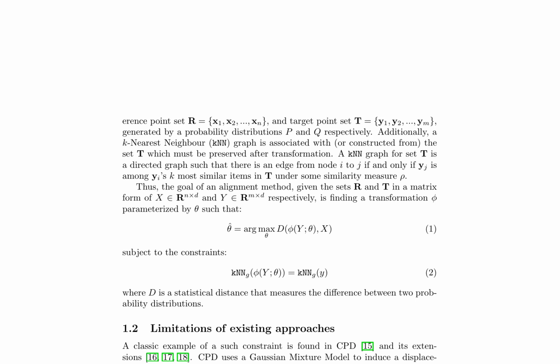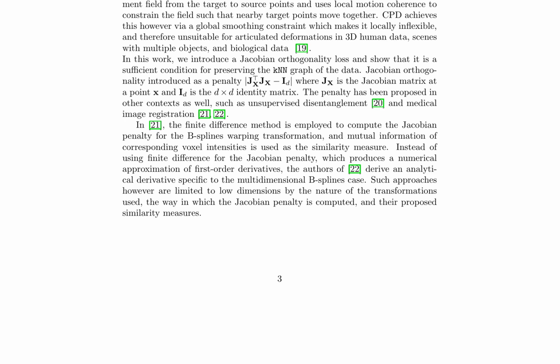Existing approaches, such as coherent point drift (CPD), use a Gaussian mixture model to induce a displacement field and constrain it via a global smoothing constraint, which makes it locally inflexible and unsuitable for articulated deformations in 3D human data, scenes with multiple objects, and biological data.